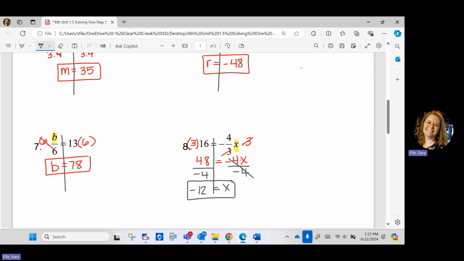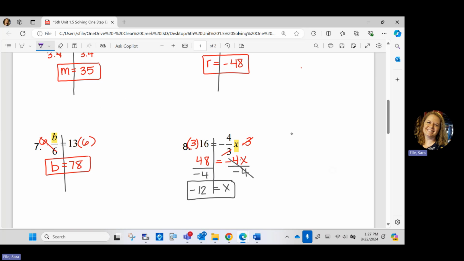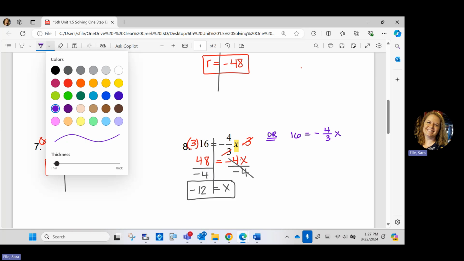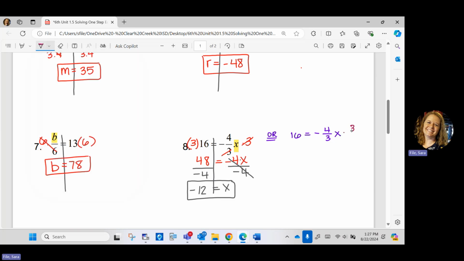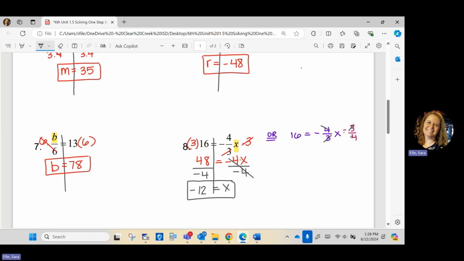So it says one-step equations, but I broke it down into 2 because I think that's easier for you to understand. If you want to do it in one step, okay, if we have 16 equal to negative 4/3 x, you can do all of that at once by multiplying by the reciprocal. You flip this fraction, you multiply by 3/4 all at once. So you can see that the 3's will eliminate and the 4's will eliminate.